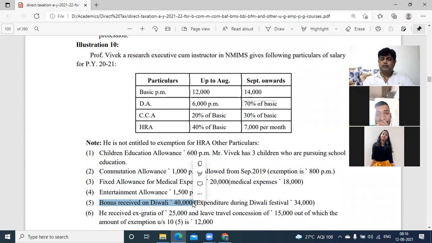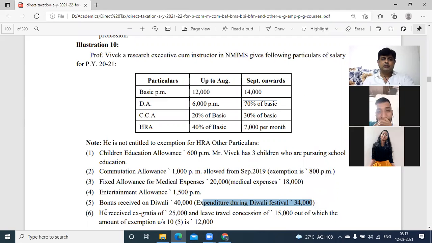Next, bonus received for Diwali, 40,000. What will you do? Will the bonus be taxable or not? Very common sense. Very simple and common question. Tell me. 100% taxable. Expenditure incurred for the Diwali festival is not my concern. Whatever you are incurring is not my concern.